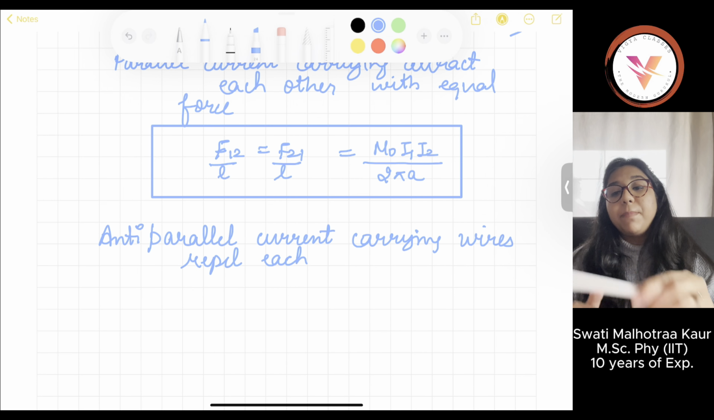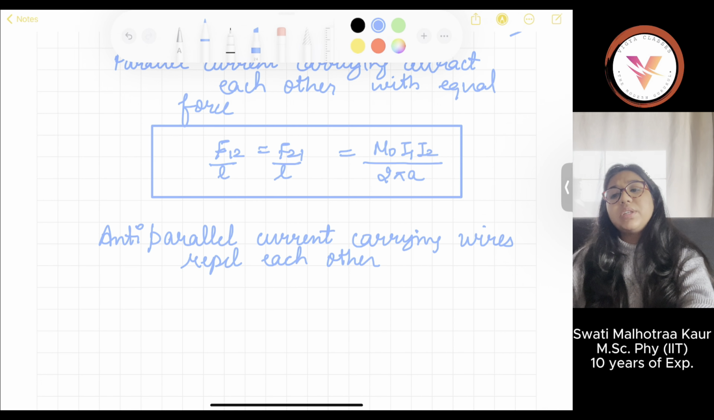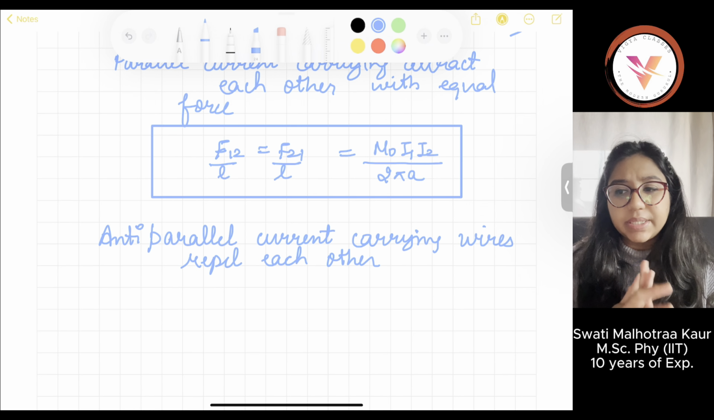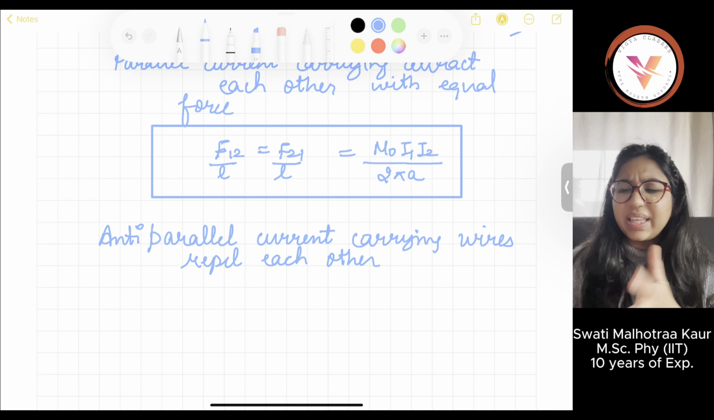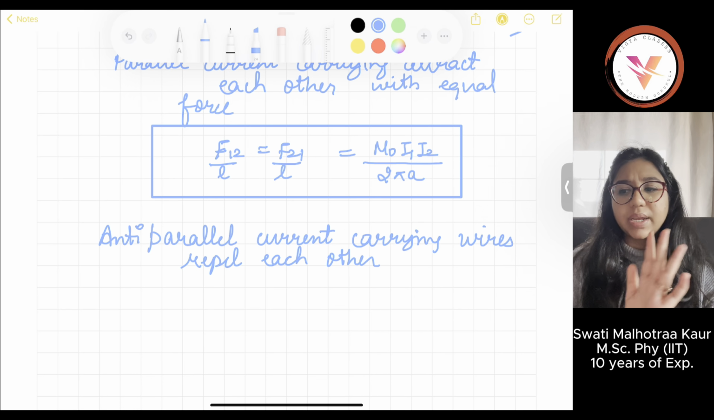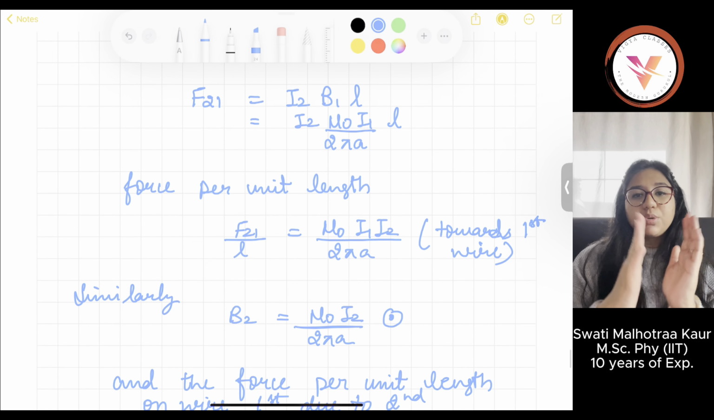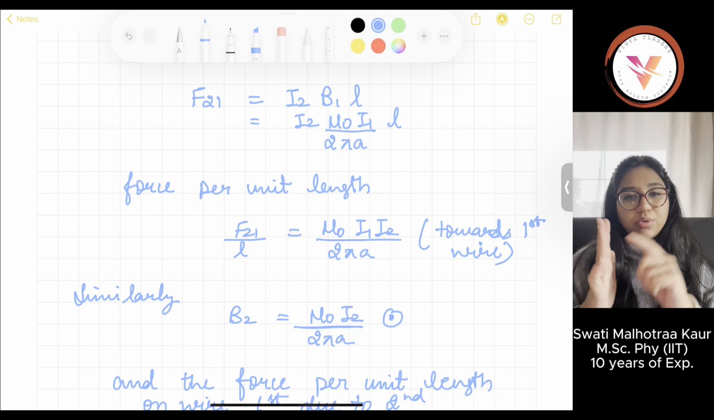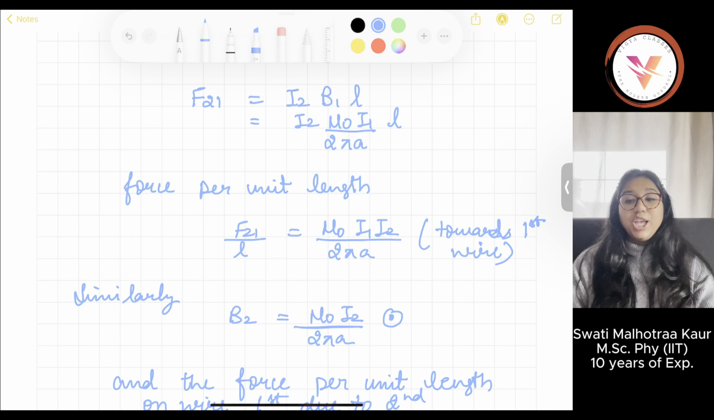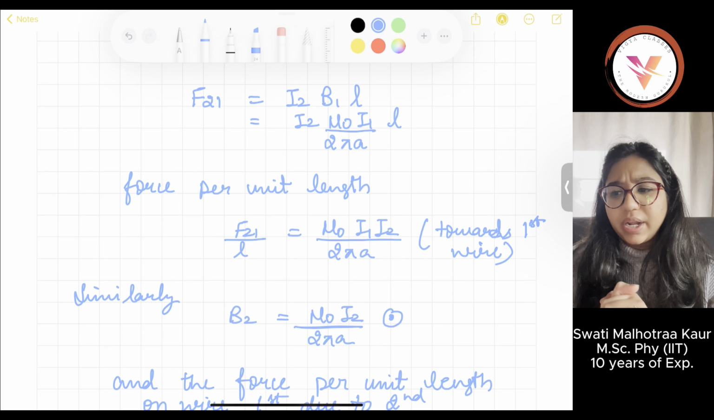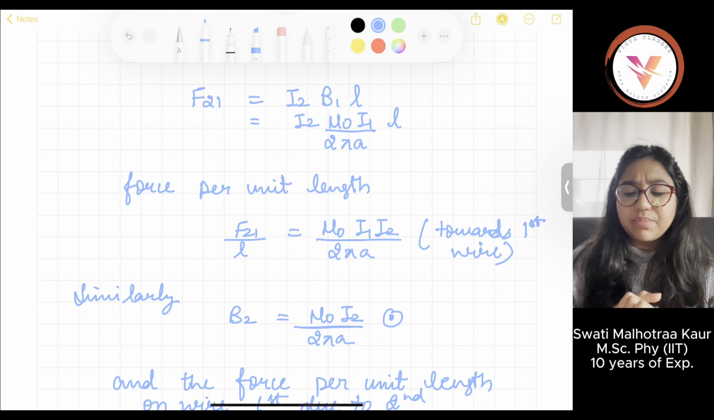Okay, but this particular thing is more important for numerical and concept based, but it's very easy. The derivation is very easy. You can remember that. All you have to do is to find the magnetic field, because the first wire will put the magnetic field on another. That magnetic field puts force on this wire. Okay, so these are some of the important derivations from the chapter Moving Charge and Magnetism.